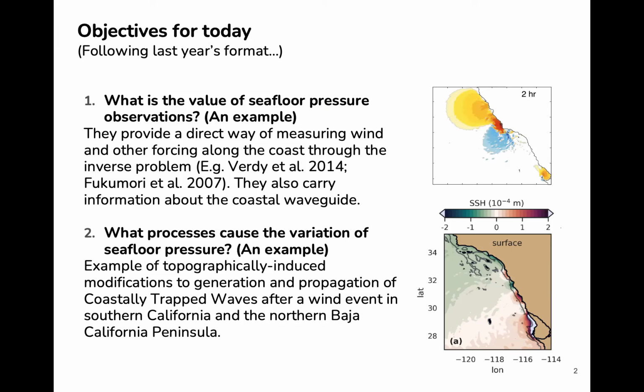And I'd say that they provide a direct way of measuring wind and other forcing along the coast through the inverse problem, and I'll talk a little bit about that. And the other thing is that I'll show you an example of what processes cause the variation of seafloor pressure. And for that, I'll give you an example of topographically induced modifications to the generation and propagation of coastal trapped waves and other signals after we have a very idealized wind event in the Southern California and Northern Baja Peninsula. Okay.